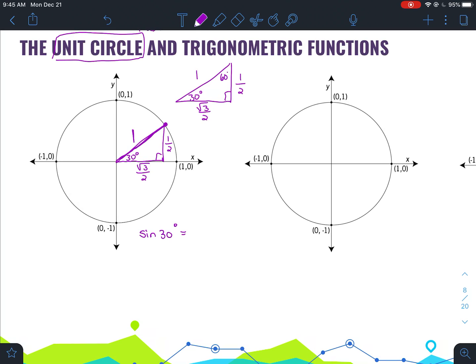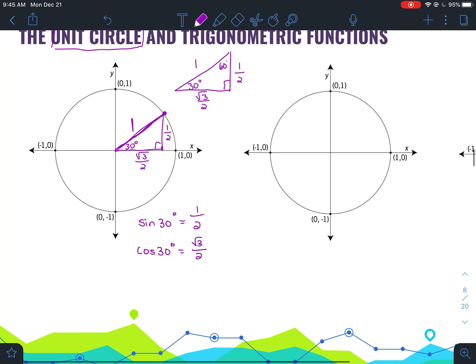So now if we wanted to find the sine, cosine, and tangent of 30, well, the sine of 30 degrees is going to be opposite over hypotenuse, so it'd be 1/2 over 1, so it's just 1/2. And then if we wanted to find the cosine of 30, it would be adjacent over hypotenuse. So it'd be square root 3 over 2 over 1, so it's just square root 3 over 2. And then if we wanted to find the tangent of 30 degrees, it would be opposite over adjacent.